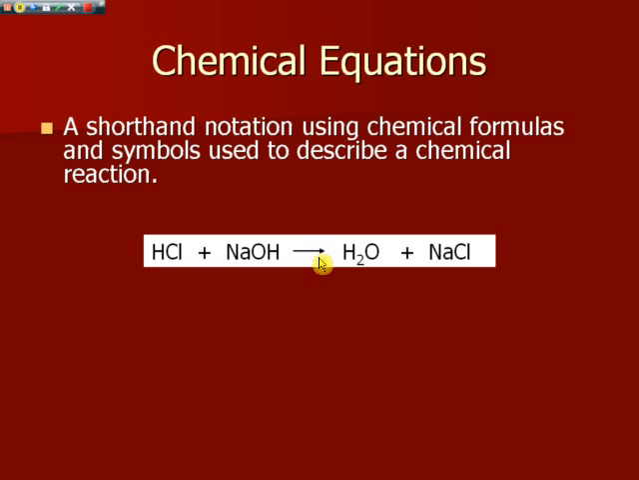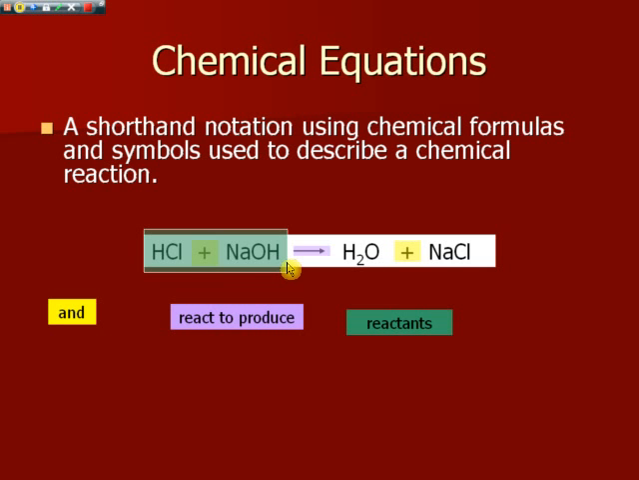So again, there are some pieces of this chemical equation that are important for us to understand. First of all, the plus sign means "and." The arrow stands for "react to produce." The things on the left of the equation, in this case the HCl and the NaOH, those are called the reactants.